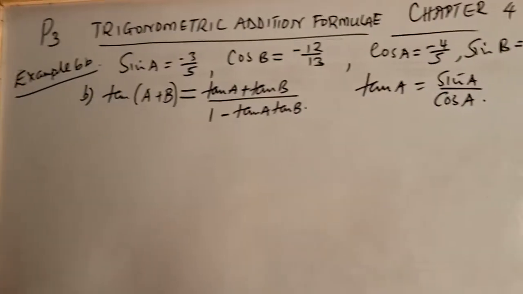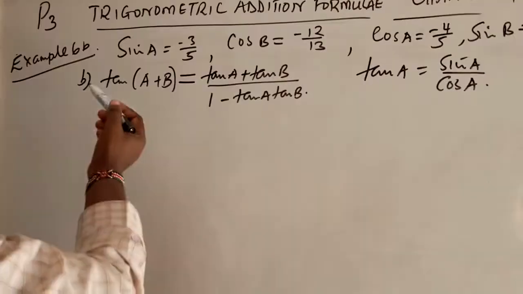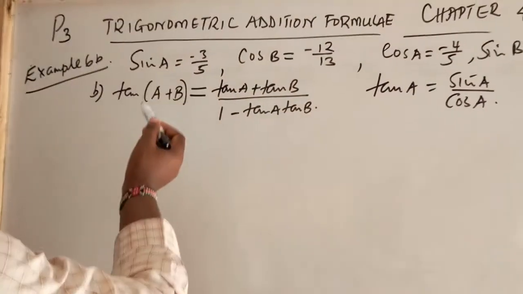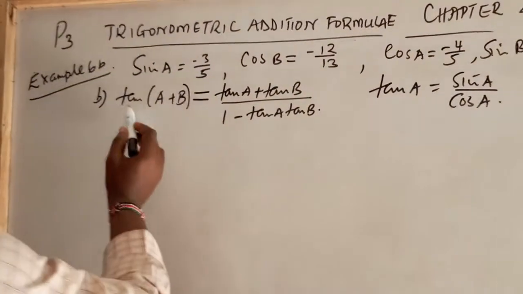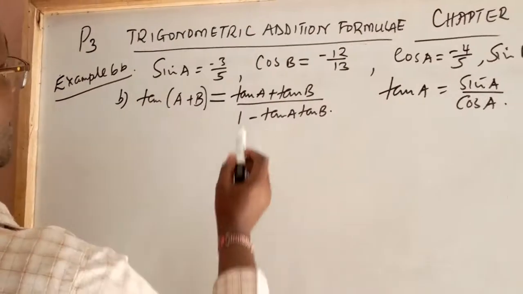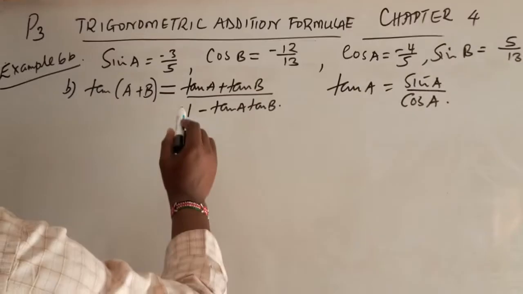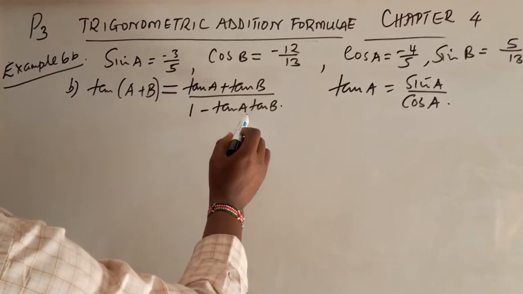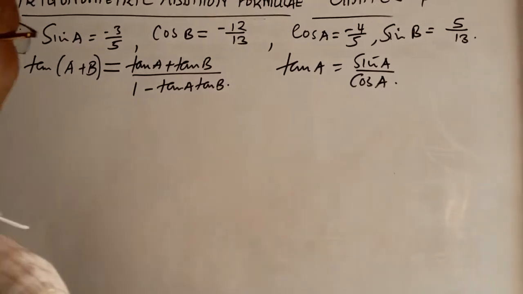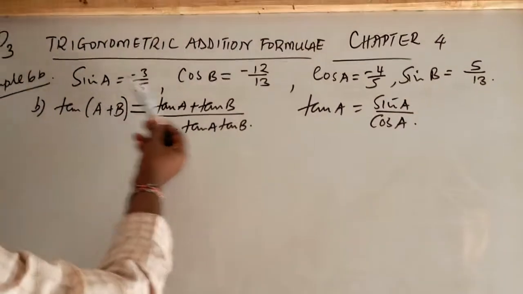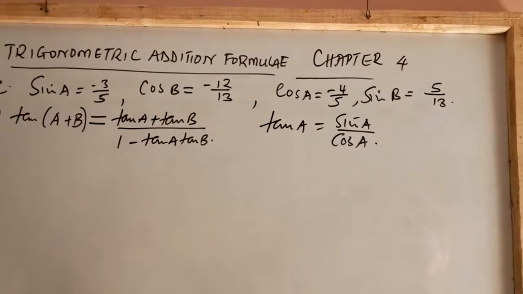Having done that in example 6 part A, we don't need to repeat it again, but part B requires us to find the tangent of A plus B. And previously, we learned that the tangent of A plus B is the tangent of A plus the tan of B all over 1 minus the tan A times tan B. But how are we going to get the tangent of angles when we have not been given the tangent of either angle A or B previously?